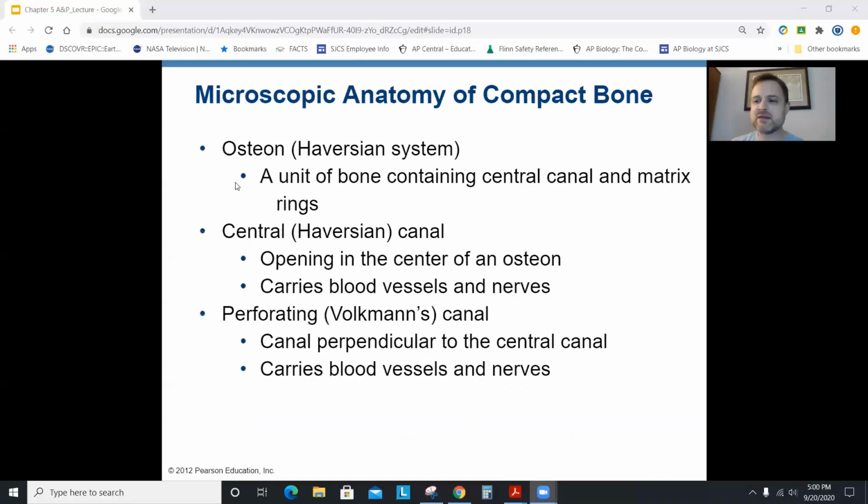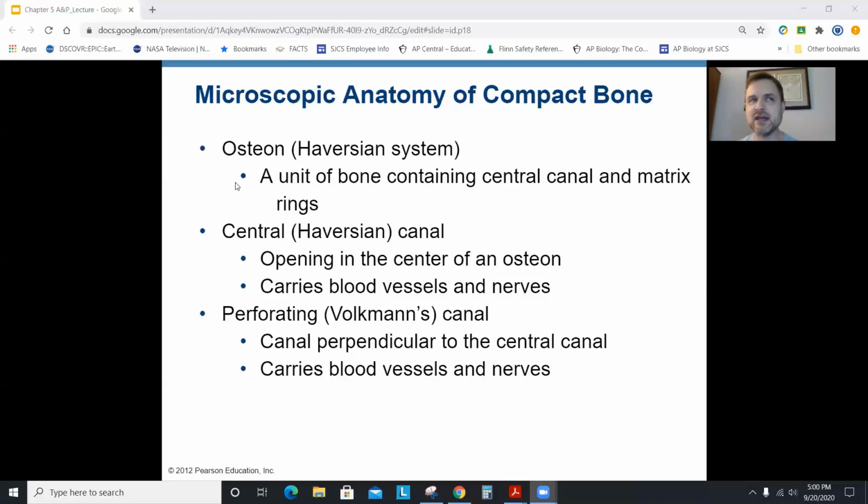Okay, so we did the anatomy of a long bone. Now let's do the microscopic anatomy of bone. So an osteon or Haversian system. When I was in school, we didn't use the word osteon, we used the word Haversian system. Nowadays, usually you use the term osteon, but it's really the same thing. Basically, it's sort of like the unit of bone.